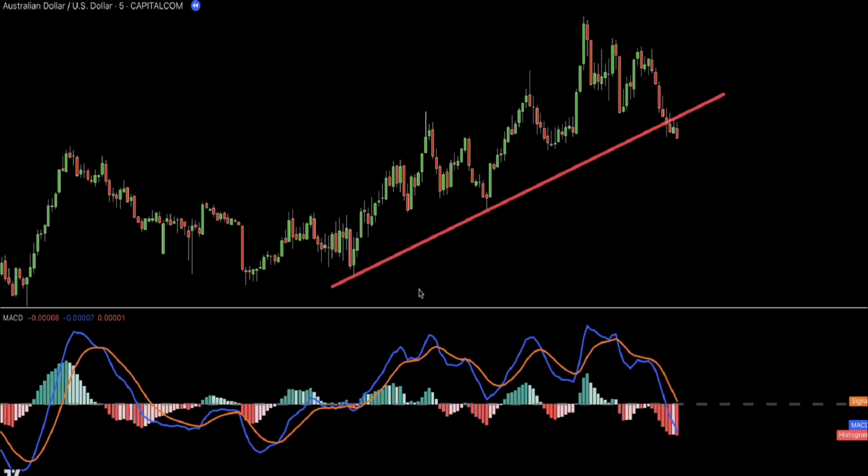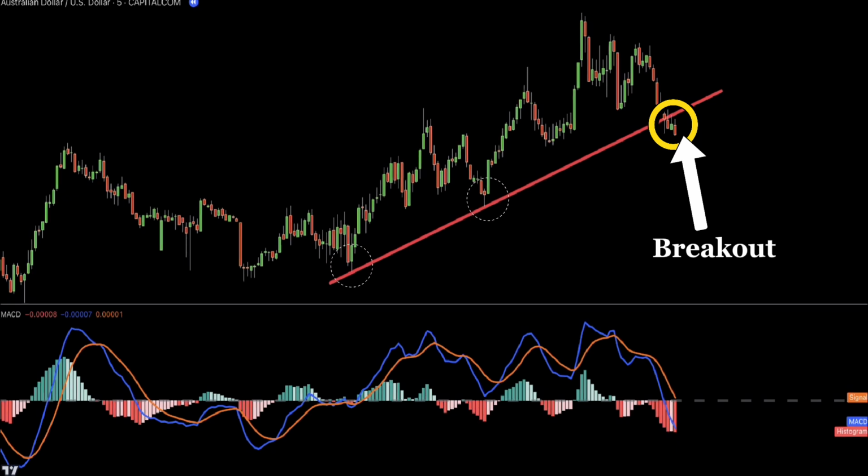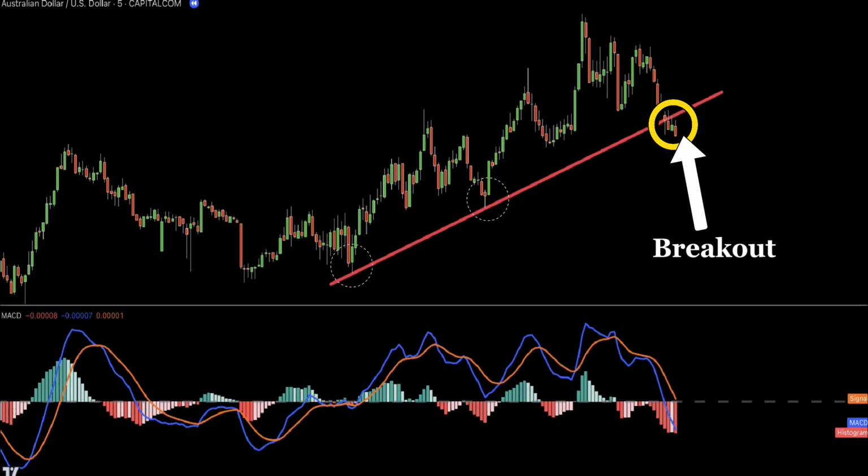Let's break down another trade example, this time on the Aussie dollar against the US dollar using the 5-minute chart. Right away, you can spot an upward sloping trend line. This shows that buyers have been steadily driving the price higher. But then, something changes. The market breaks below the trend line. This break is our first red flag, a signal that sellers might be stepping in and a potential downtrend could be forming.